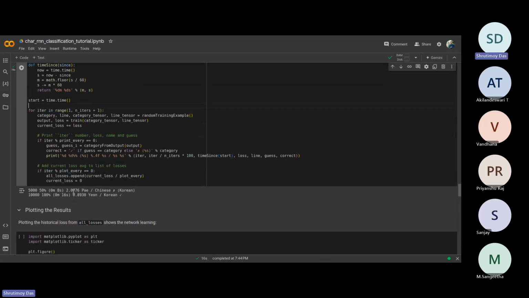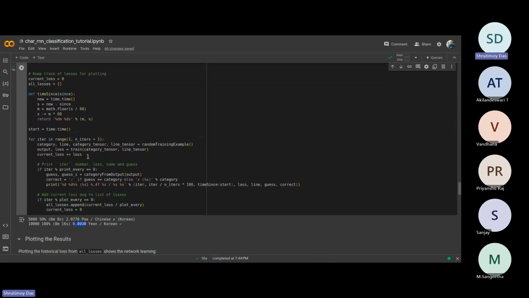So here you see it is showing some output. So now at 5000 iterations, my loss was 2.077. After 10,000 iterations, my loss becomes 0.89. So clearly there is a decrease in losses, right?